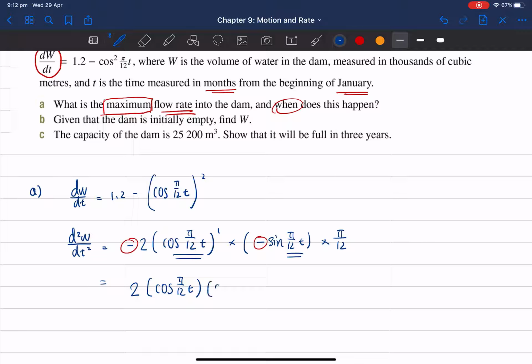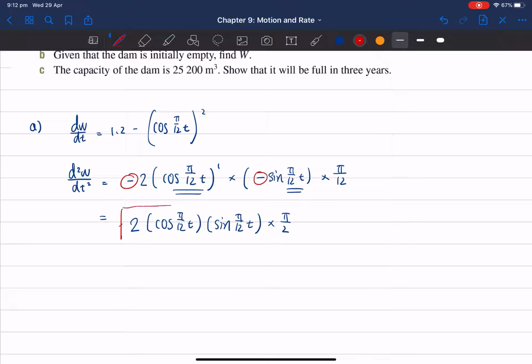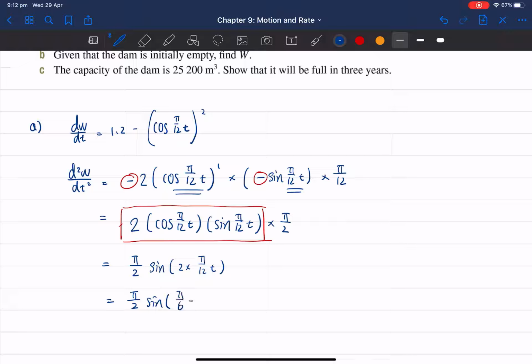Hopefully you can see this is a trig identity formula. And I hope you realize this part is 2 sine A cos A, this kind of style. So that is a double angle formula for sine. So let's write down pi on 2 outside. And it's a double angle formula, which means 2 times by pi over 12t. So that becomes pi over 2 sine pi over 6t. So we just finished differentiating this one more time.